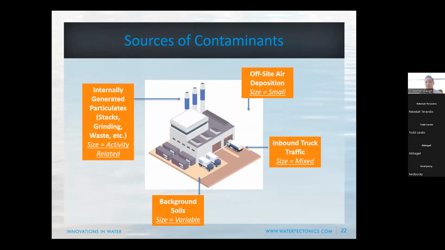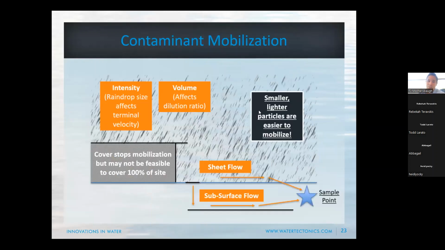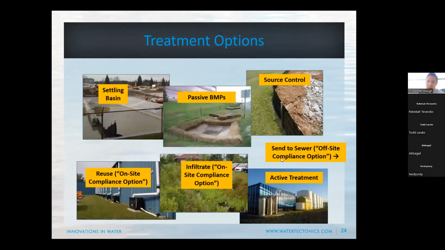So now I'm going to talk about dealing with these issues. Well, first off, do you have these issues? What are all the sources of these contaminants? They could be something you generate on your site through activity that you do industrially. You could get them from offsite air deposition. Could be from trucks carrying them onto your site. Could be some background soils below your facility. There's all sorts of places these contaminants could come from. They get mobilized through the rain, sheet flow, through drains, to your sample point. And then you take a sample and you get a hit.